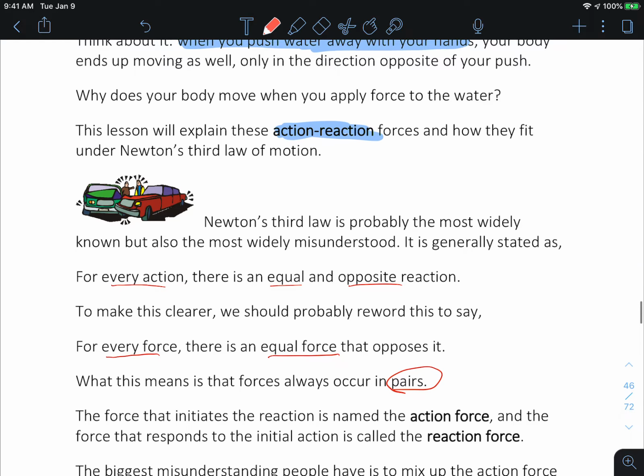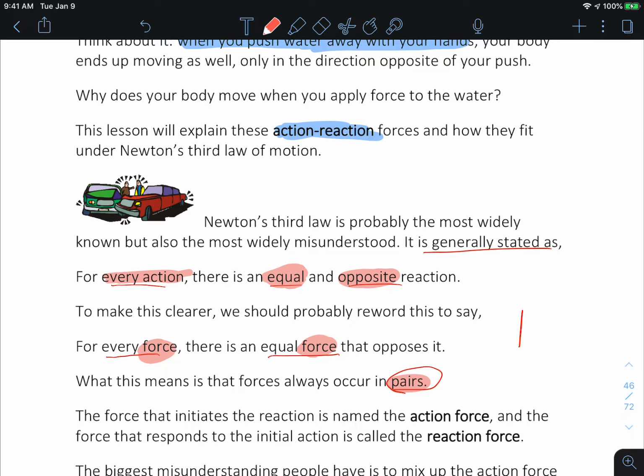So this law is generally stated as: for every action there is an equal and opposite reaction. For every action, here meaning force, there is an equal and opposite reaction. Another way of thinking about action is to think about acceleration: for every acceleration, there's an equal and opposite acceleration. We could also say that for every force there is an equal force that opposes it, or that all forces appear in pairs.